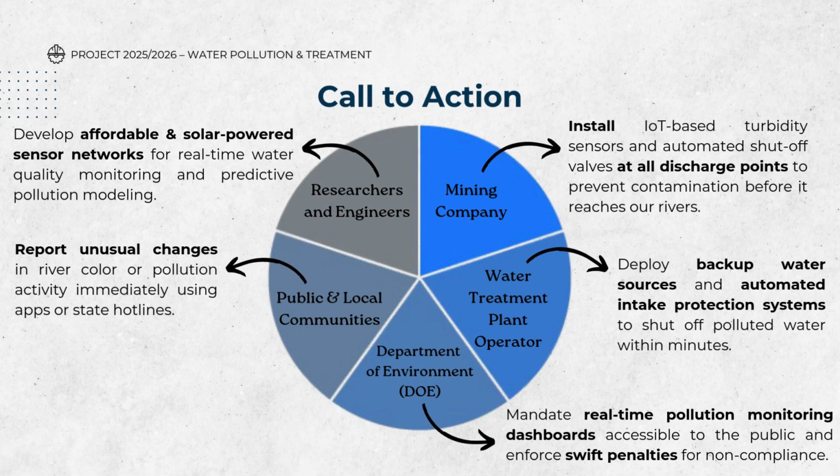Ladies and gentlemen, Malaysia's water future is at risk, and action is no longer optional. This slide outlines a coordinated response across 5 key stakeholders. Researchers must develop affordable, solar-powered sensor networks for real-time monitoring. Communities must report pollution signs immediately. The Department of Environment must enforce public dashboards and penalties. Water treatment operators must deploy automated shutoff systems and backup sources. And mining companies must install IoT-based turbidity sensors to prevent contamination before it reaches our rivers.